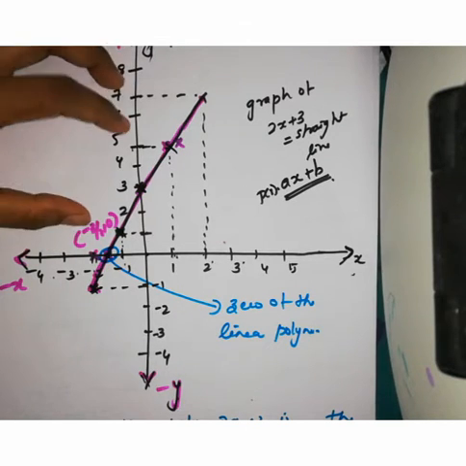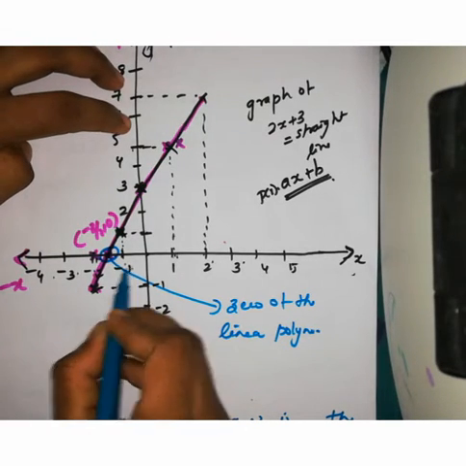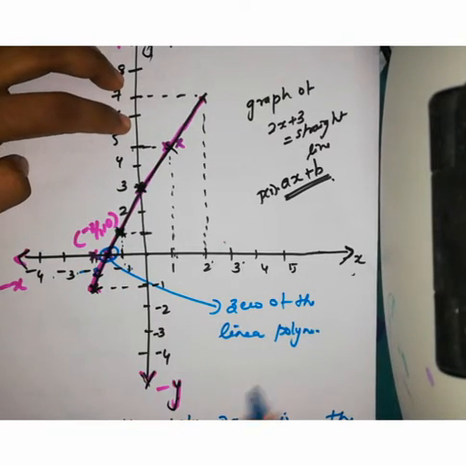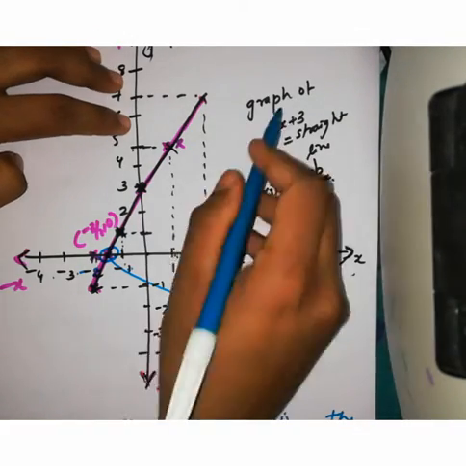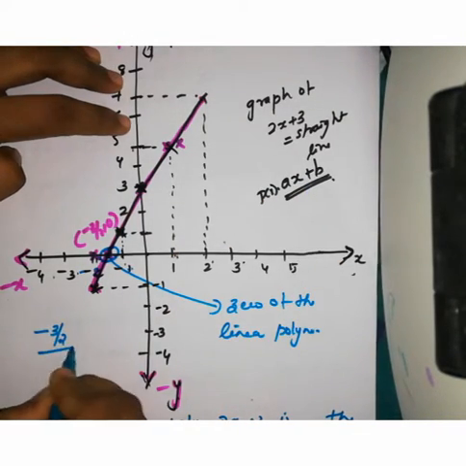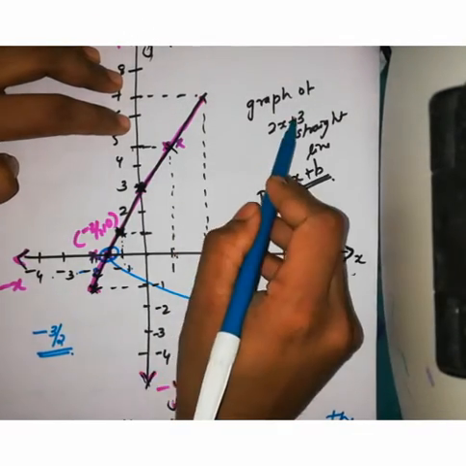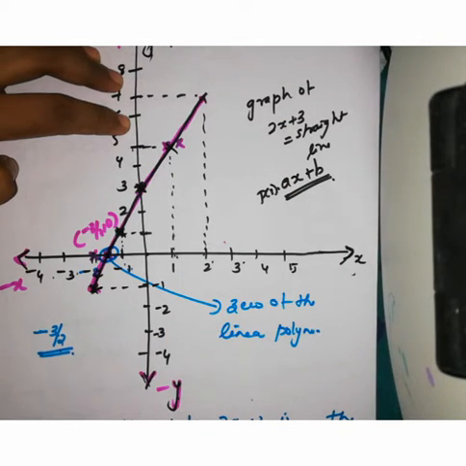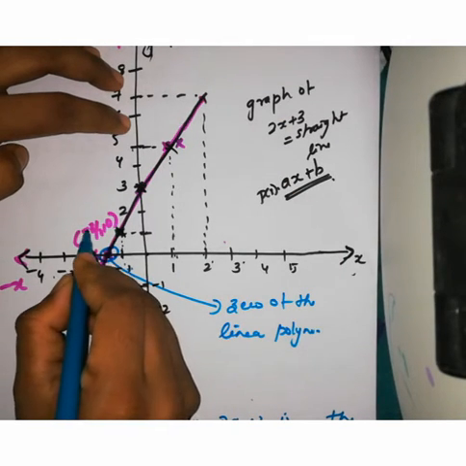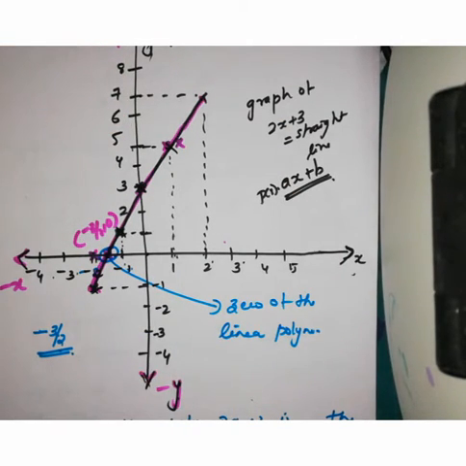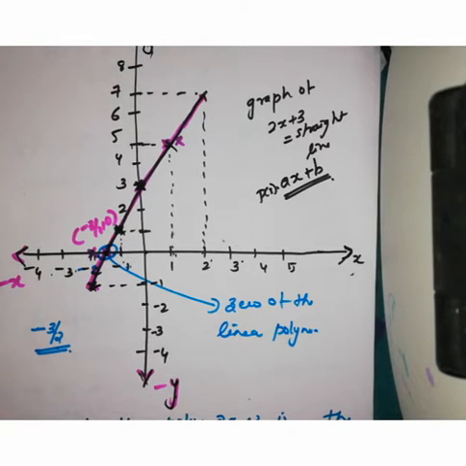That point can easily be written, because it lies in between minus 1 and minus 2. We can easily write that point from the equation, that is minus 3 by 2, minus of the constant by the coefficient term. So we can mark it as minus 3 by 2, 0. This is the geometrical meaning of the zero of the polynomial.